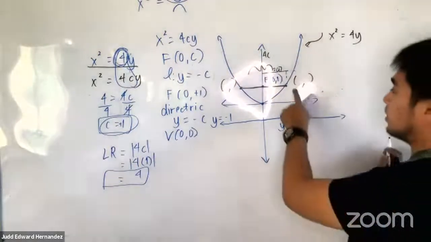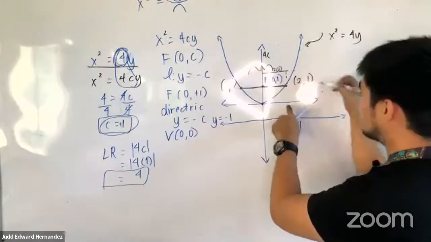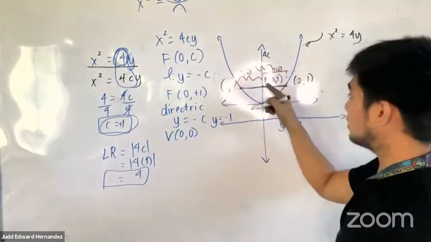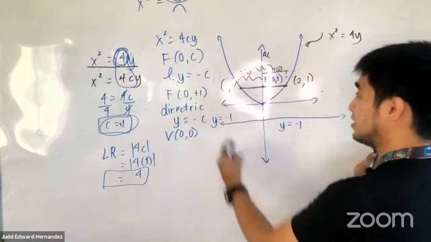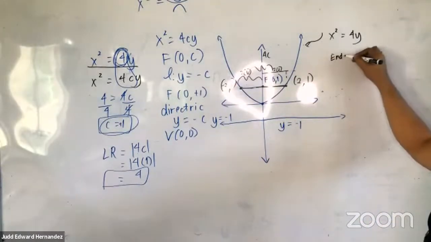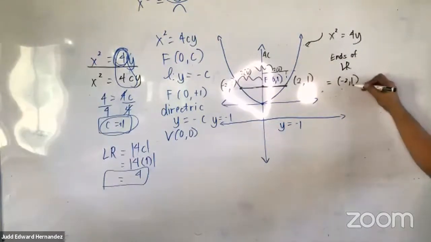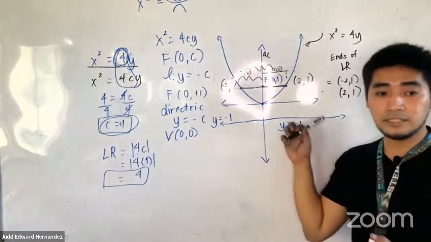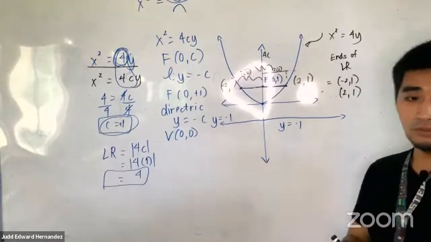Okay. Therefore, what is the coordinate of this one? If the x value is 2, therefore this is 2, and that is 1. How about for this one? This is also 2 times 1, therefore the distance is 2. Therefore, pumunta ngayon sa left side, is negative. This becomes negative 2, positive 1. Therefore, the ends of the latus rectum are negative 2, 1, and positive 2, 1. Is this clear? Okay, so pag tinanong ka, what are the ends of the latus rectum? The ends of the latus rectum are negative 2, 1, and positive 2, 1.